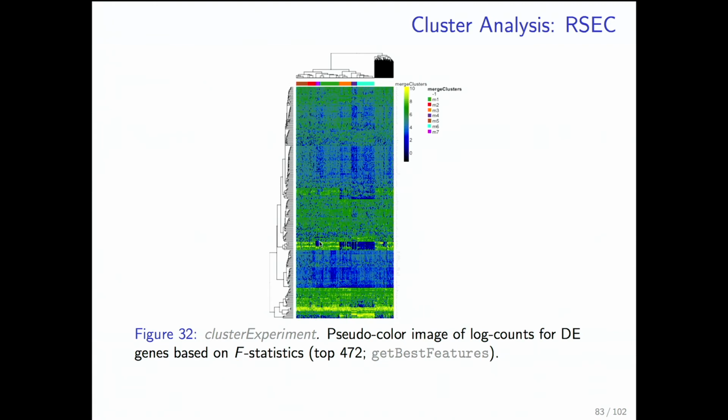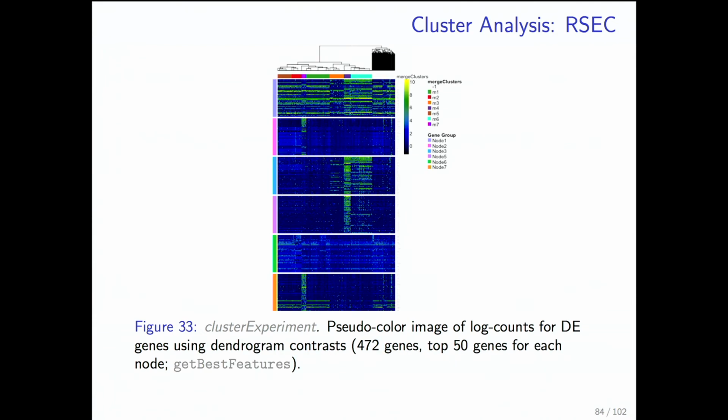So we don't really see any meaningful grouping when we do differential expression based on the F statistics. And that should come as no surprise because it's not specific at all. However, if we do this dendrogram-based approach to testing for DE, so we test for DE between sister nodes, we get much more interesting patterns that biologists can inspect now. So what we did here was looking at the hierarchy and testing for DE between pairs of sister nodes. And at each node, we took the 15 most significant DE genes. And that gave us 472. That's why I have 472 in this plot. So much more interesting patterns that biologists can look at now.